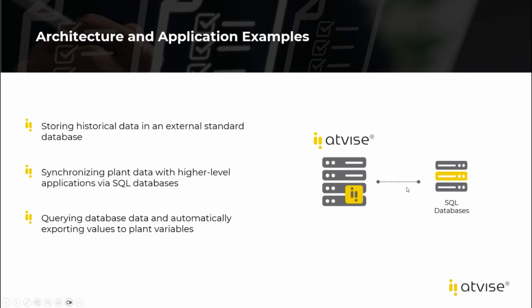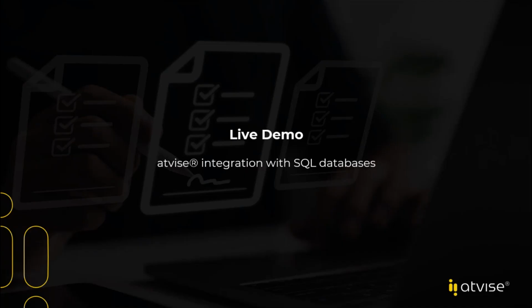And the other one is to request data from the database and send the values to field, for example, to a machine to activate a recipe. That's an example. So inserting data, updating data, and querying data. All right, so these are the three applications. Now we are going directly to the first example, the live demo about integrating atvise with SQL databases.